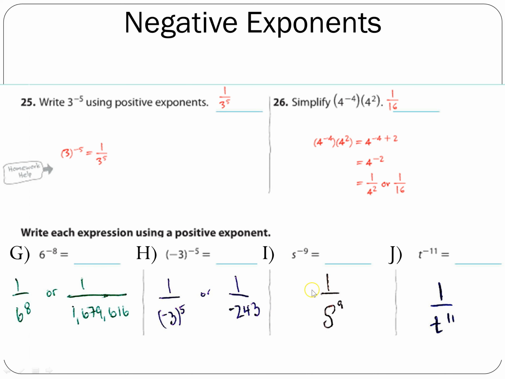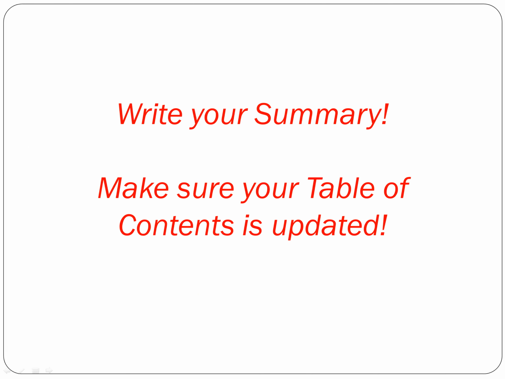S to the negative 9 is equal to 1 over S to the 9. That is not a 5, which is why I don't have a number. And then t to the negative 11 is just 1 over t to the 11th. It's really straightforward. Ladies and gentlemen, this really wasn't all that hard.